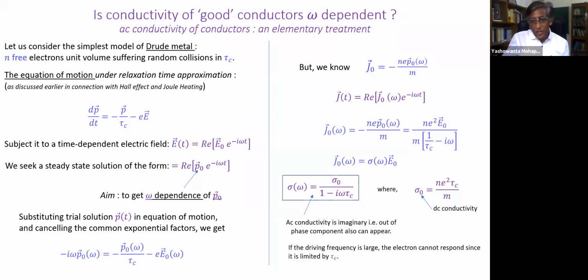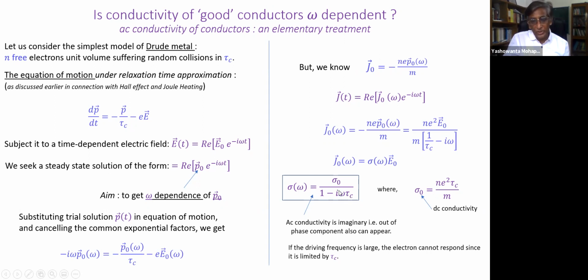If ωτc is very small, then the imaginary part goes away, and of course we recover the DC conductivity for small ω. Or anytime ωτc is much less than 1, we get this.